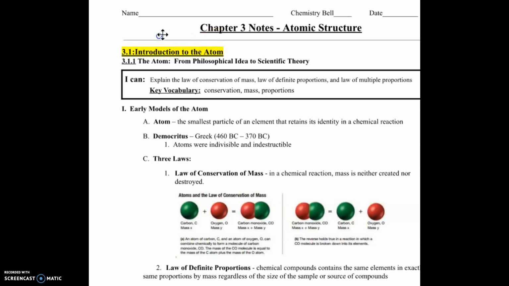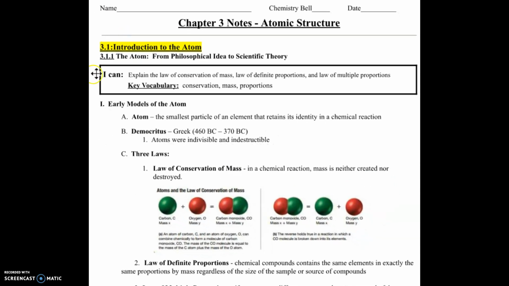We have Introduction to the Atom. Okay, so let's start at the very beginning. The atom, from philosophical idea to scientific theory. Here's our I can statement. I can explain the law of conservation of mass. That's one of our key vocab terms. The law of definite proportions and the law of multiple proportions. Key vocabulary will be conservation, mass, and proportions.